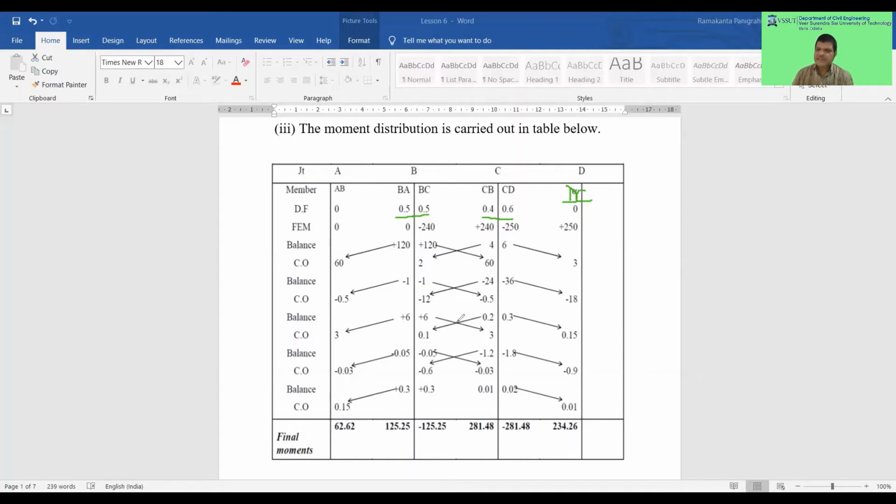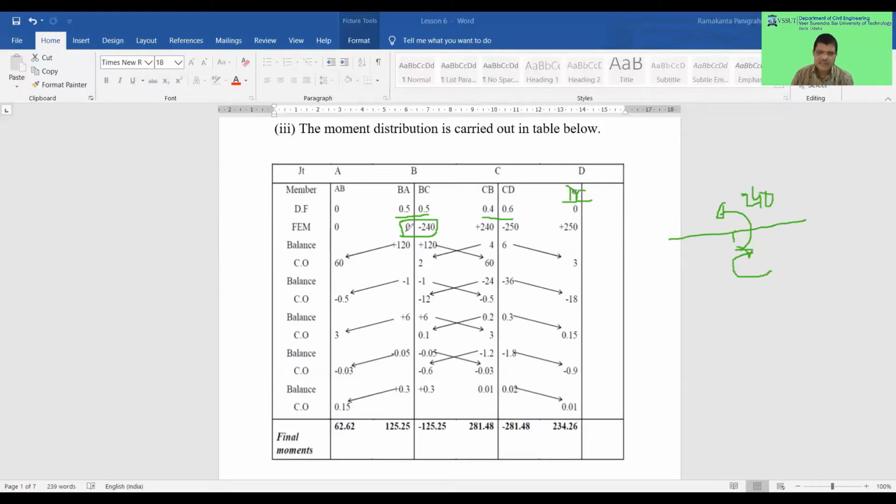Now let us come to balancing the joints. If you come to balance the joints, you see here there is a moment. What is the total moment here? One side 0, other side minus 240, so the unbalanced moment becomes minus 240. At joint B here there is no moment on one side, and only an anticlockwise minus 240. So to balance it, you have to apply a positive moment.